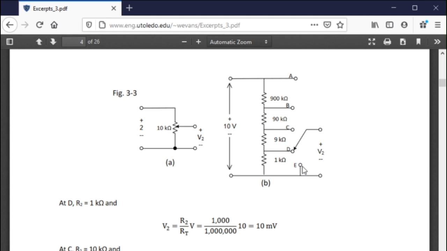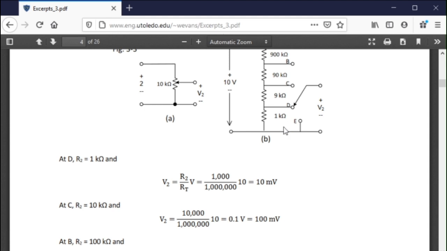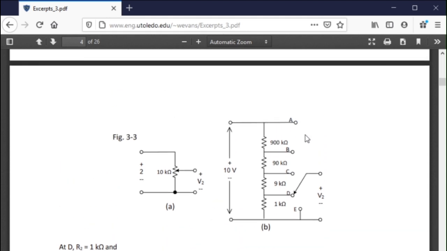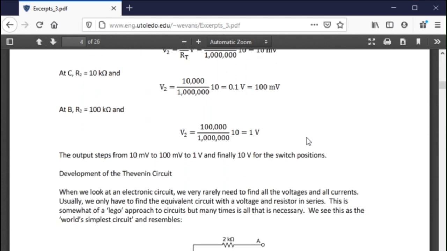So if you put it to point E, voltage across V2 is 0 volts. If you put it across D, it's 1K over all this, which is the maximum. It's the 900 plus the 90 plus the 9 plus 1. So it's 10 millivolts. If it's across at C, it's 10K over 1 megohm, which is 0.1 volt. And as you can see, as you go through the switch positions, 10 millivolts, 100 millivolts, 1 volt, and then finally, 10 volts, right?